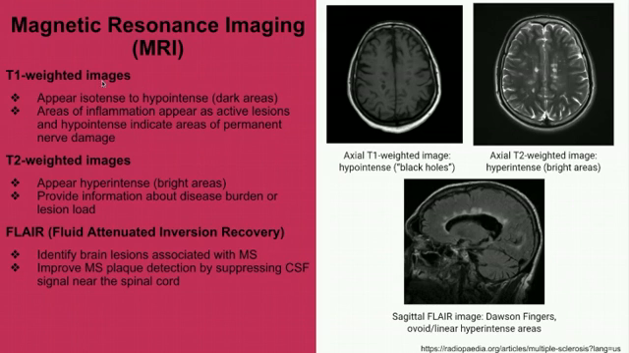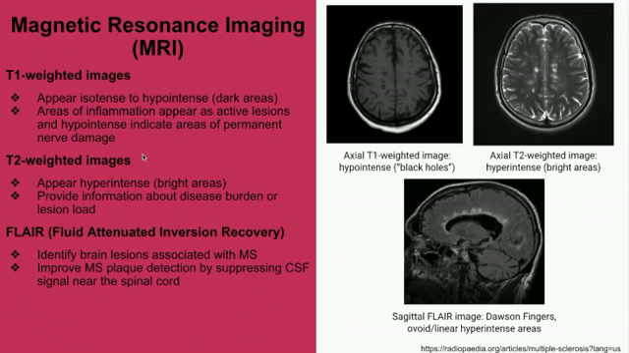So, the first one is T1 weighted images, in that those appear isointense to hypointense, so dark areas, and the areas of inflammation appear as active lesions, and hypointense indicate areas of permanent nerve damage. So this first image here shows the different areas that are hypointense, and they're known as black holes.